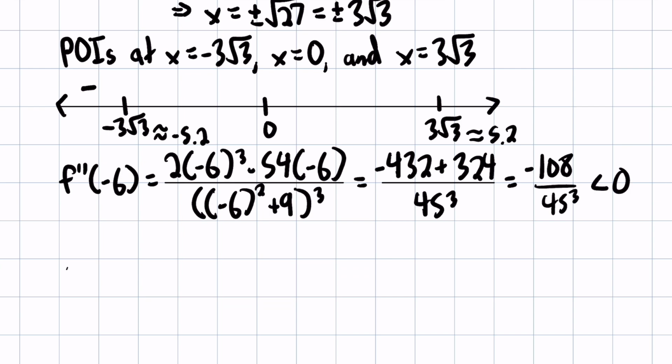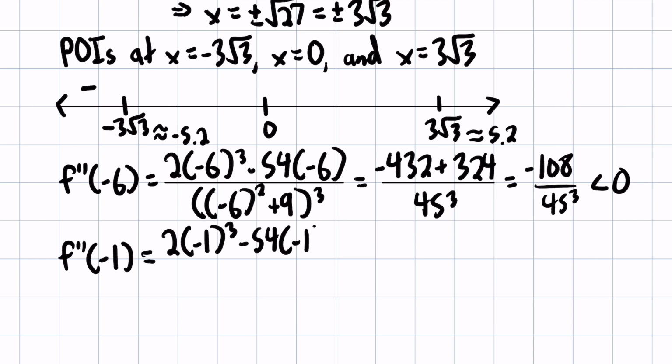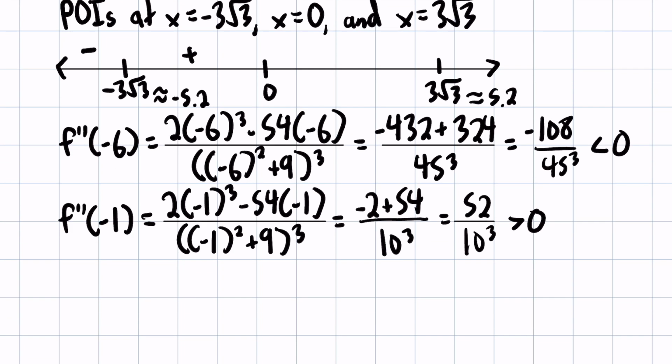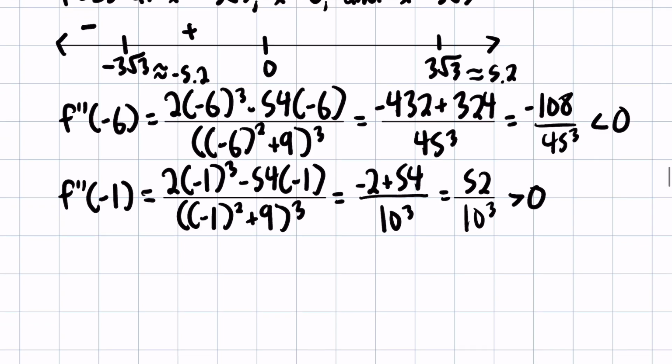Now I'm going to do something in this range. I'm going to pick negative 1. Negative 1, 1, and 0 are usually really easy numbers to pick. So this becomes 52 over 10 cubed, which is positive. Next, I'm going to plug in something in this interval. I'm going to pick 1.